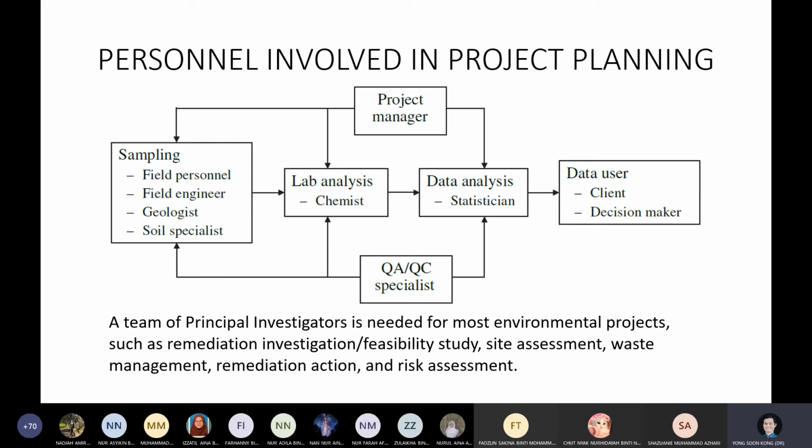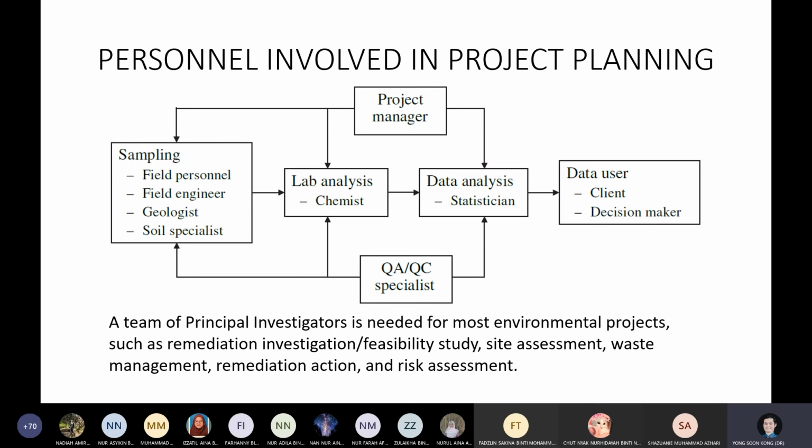Because QA and QC, I believe you should have learned in analytical chemistry before. QA and QC are two different parties. QA talks about quality assurance. QC talks about quality control. QA is more about management of the quality. QC is the technical side that ensures the quality of your analysis. So many people inside here.